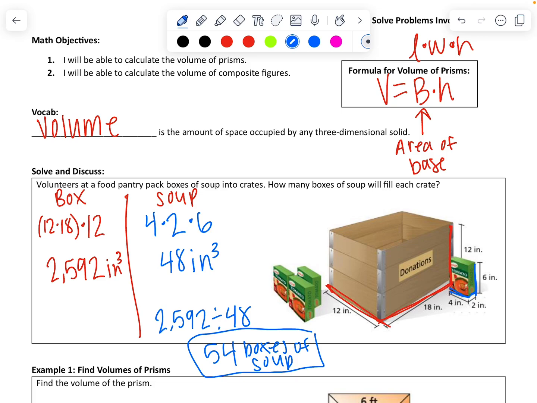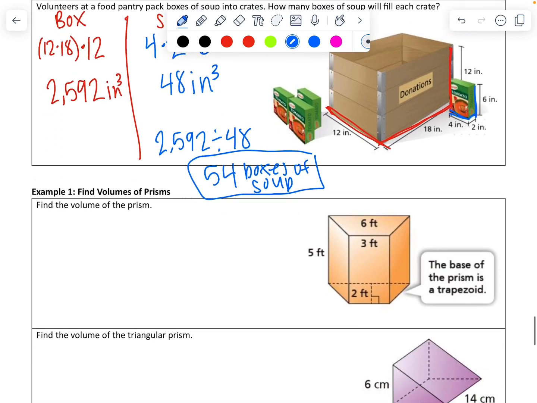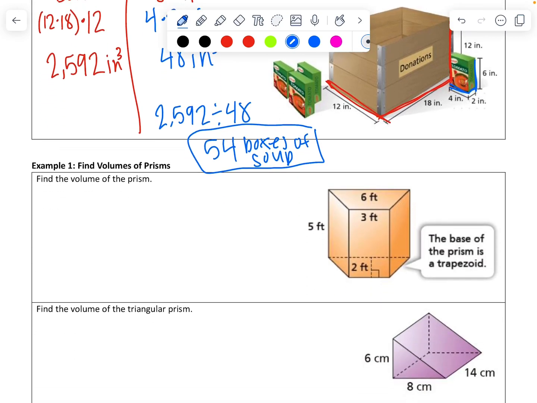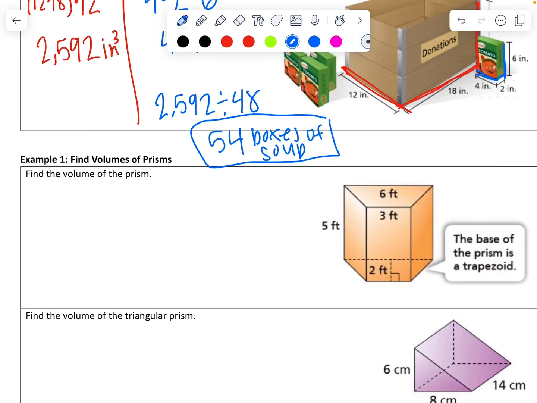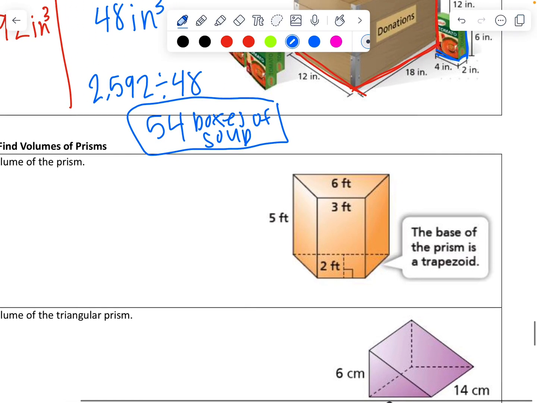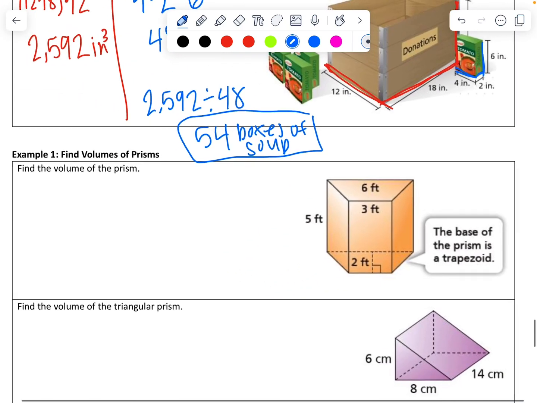Now, your homework isn't going to have word problems like these. It's just going to ask you to find the volume. So, on this example, we need to find the volume of it. Yes, it's still a prism. It's not a pyramid. It's a prism. And it tells us the base of the prism is a trapezoid.